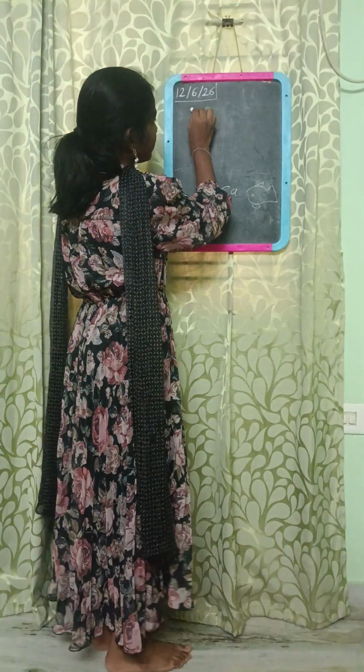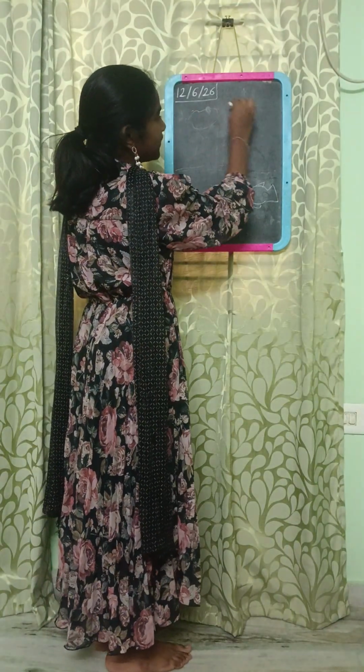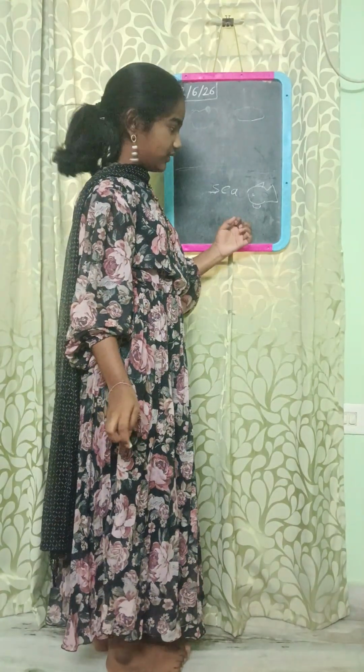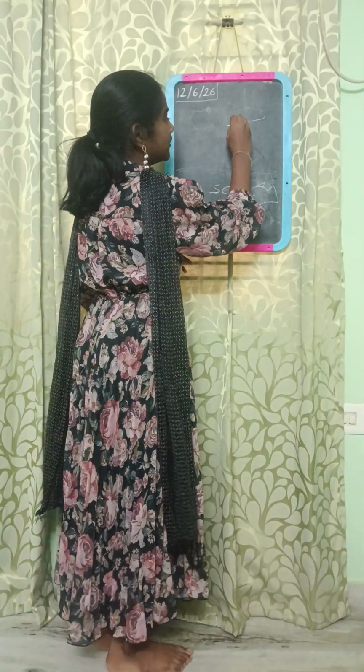And up is the sky. So this is the sky and this is the sea. In the sea, what will be there? Fish. In the sky, which animal will be flying? Birds.